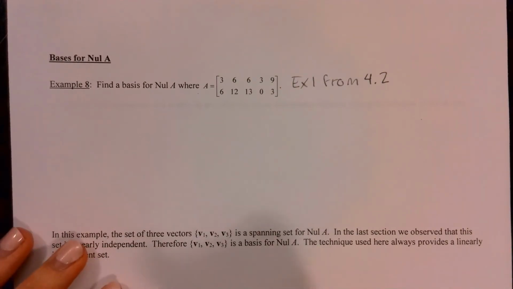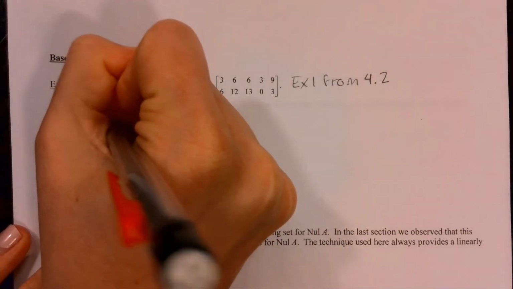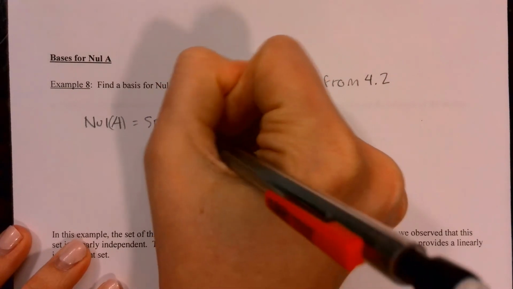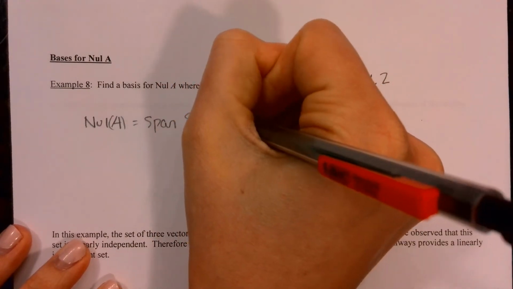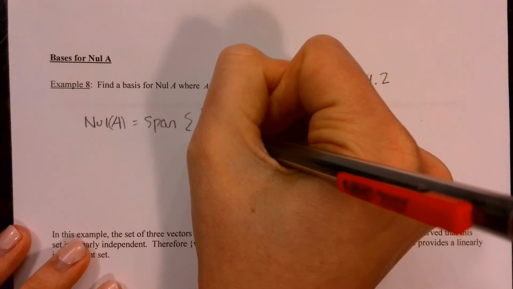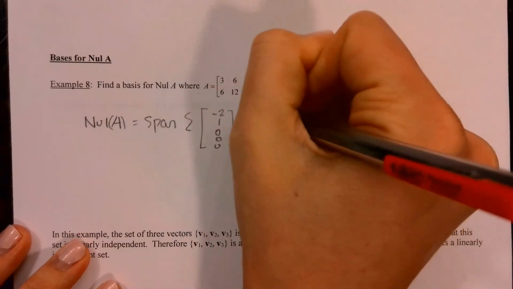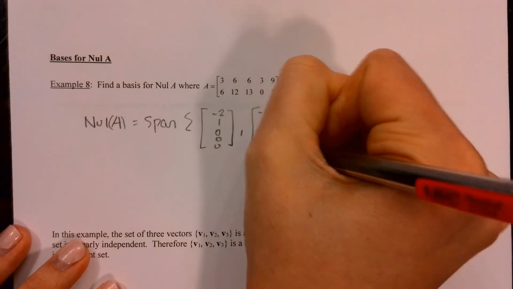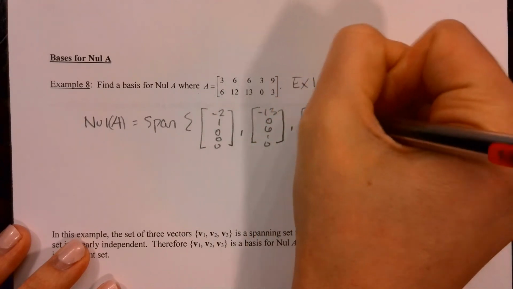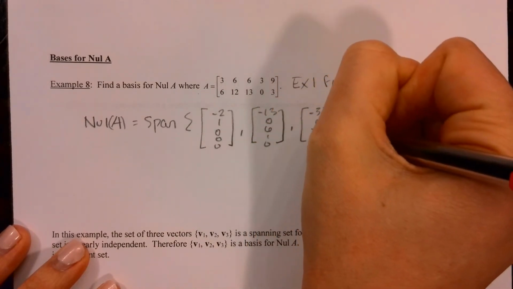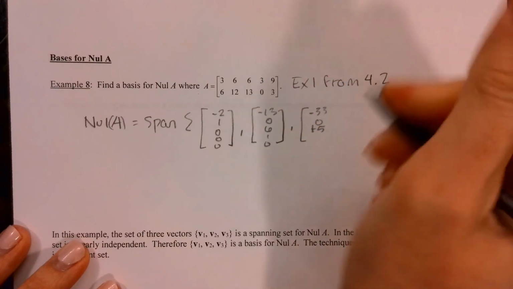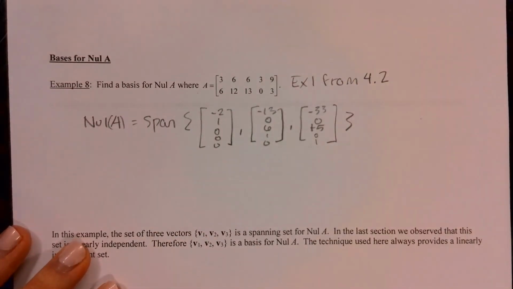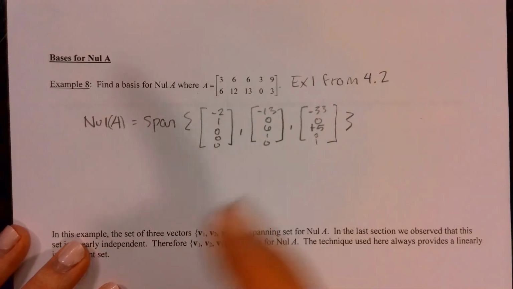And we found that the null space of this matrix A was the span of these 3 vectors, and you can go back and look if you need to figure out how we did this: negative 2, 1, 0, 0, 0, negative 13, 0, 6, 1, 0, and negative 33, 0, positive 15, 0, 1. These 3 vectors spanned the null space.